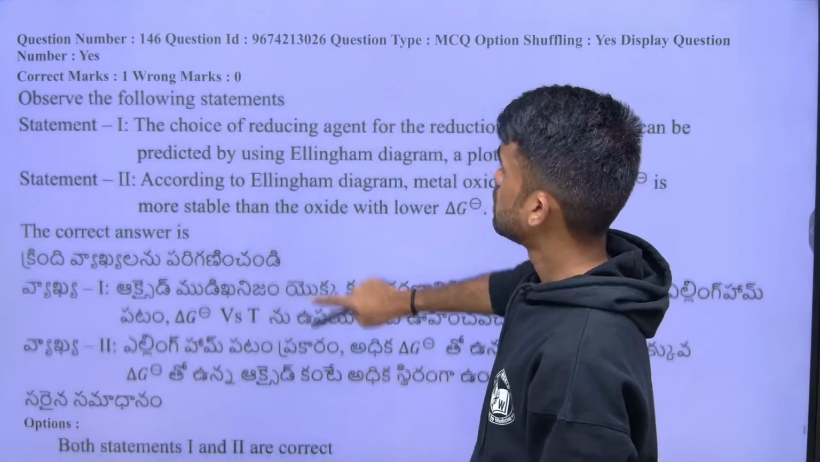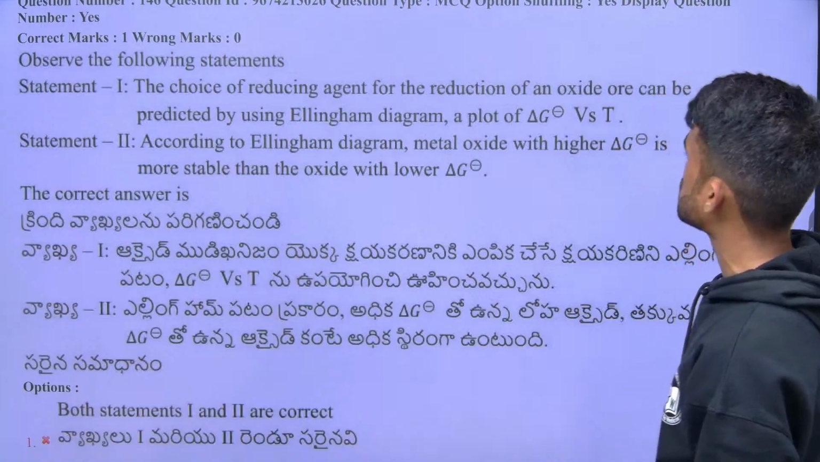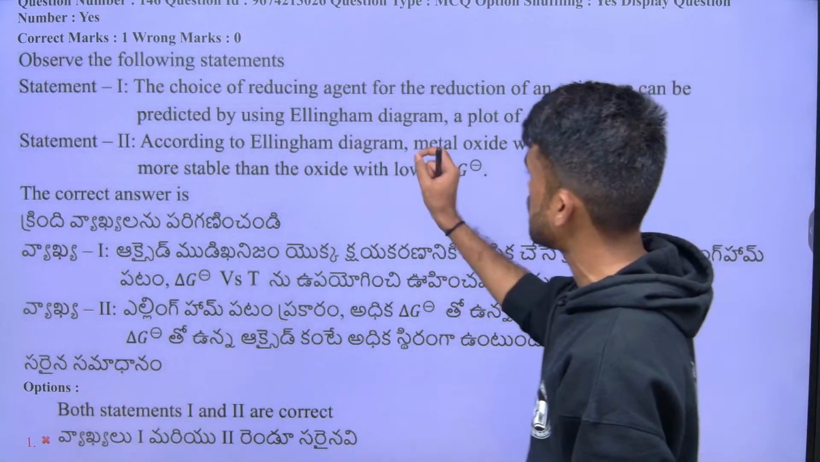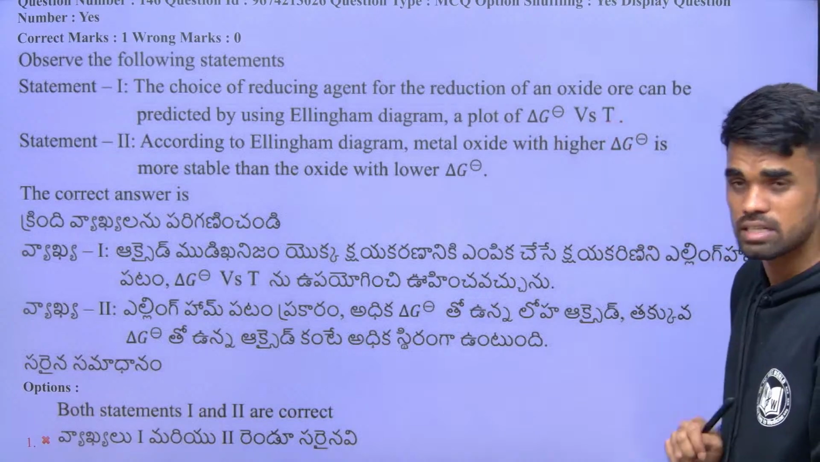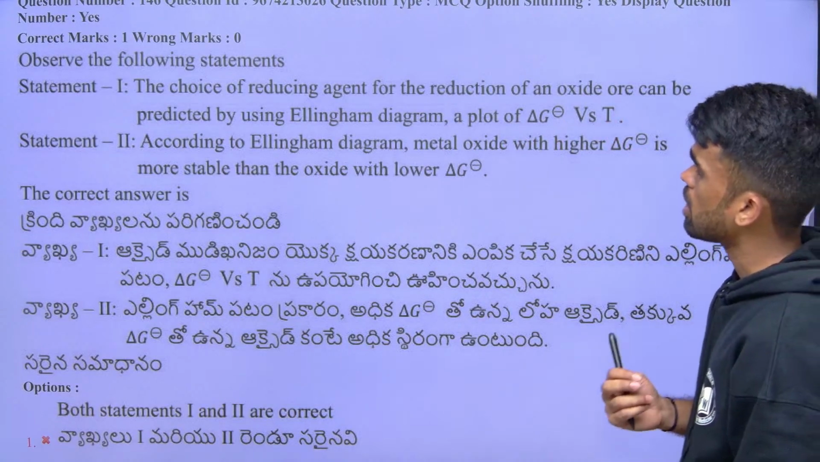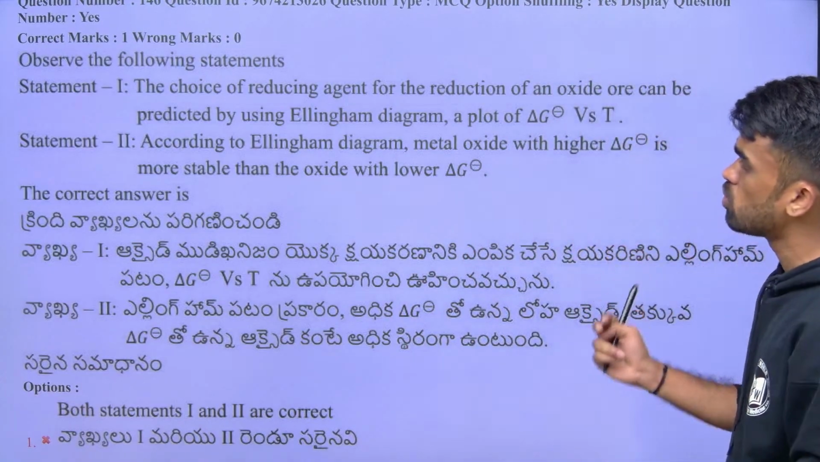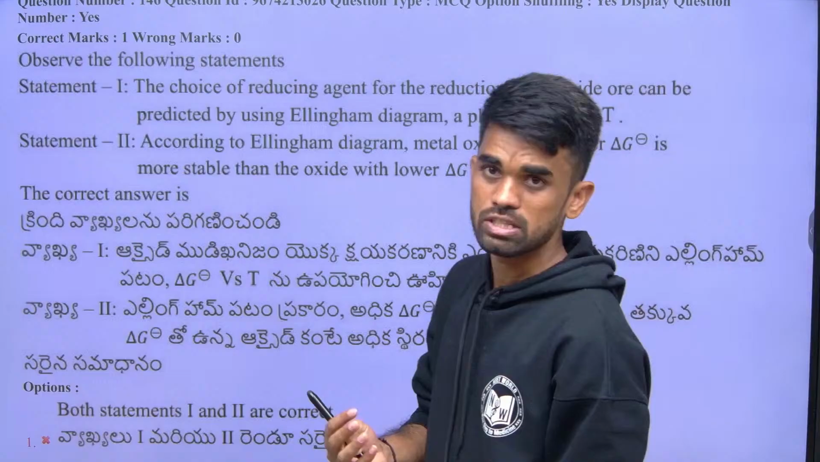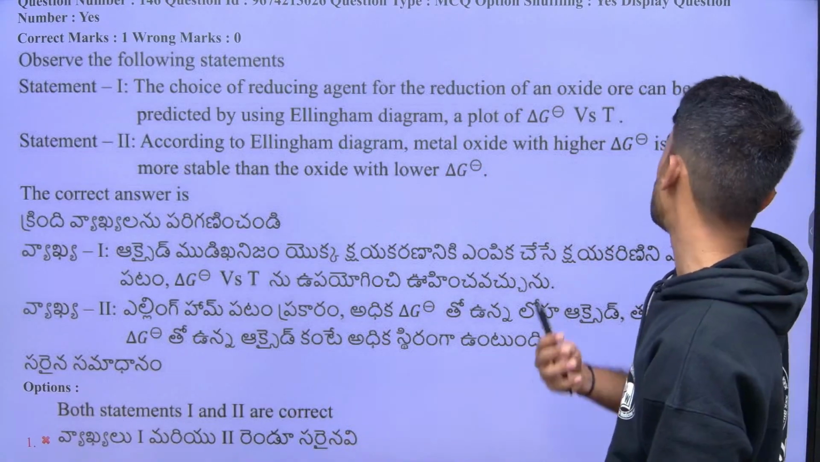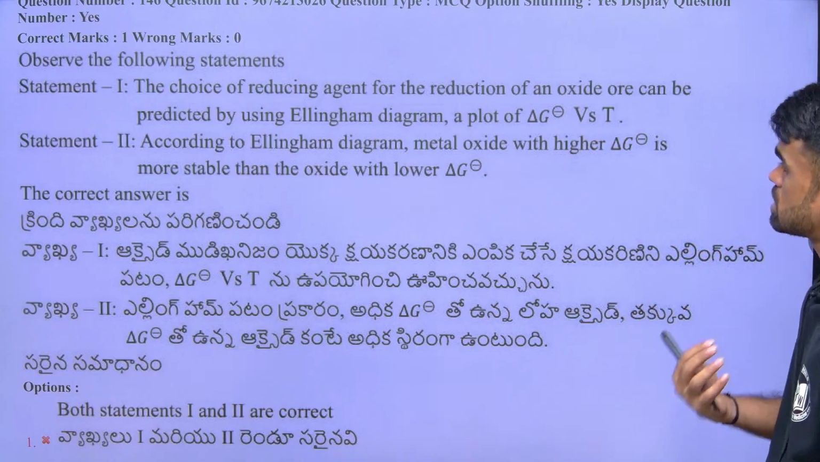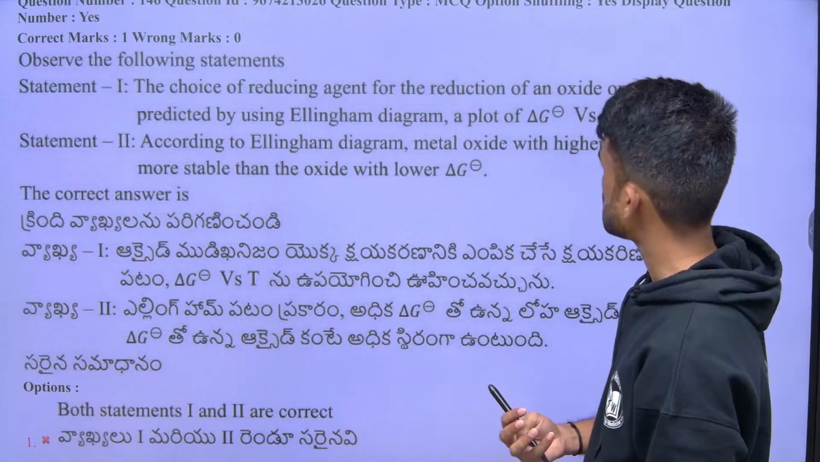Next. Observe the following. The choice of reducing agent for reduction of an oxide ore can be predicted by using the Ellingham diagram, a plot of delta G naught versus T. Yes, that is correct. According to the Ellingham diagram, the metal oxide with higher delta G naught is more stable than the oxide with lower delta G naught. How can we say this?